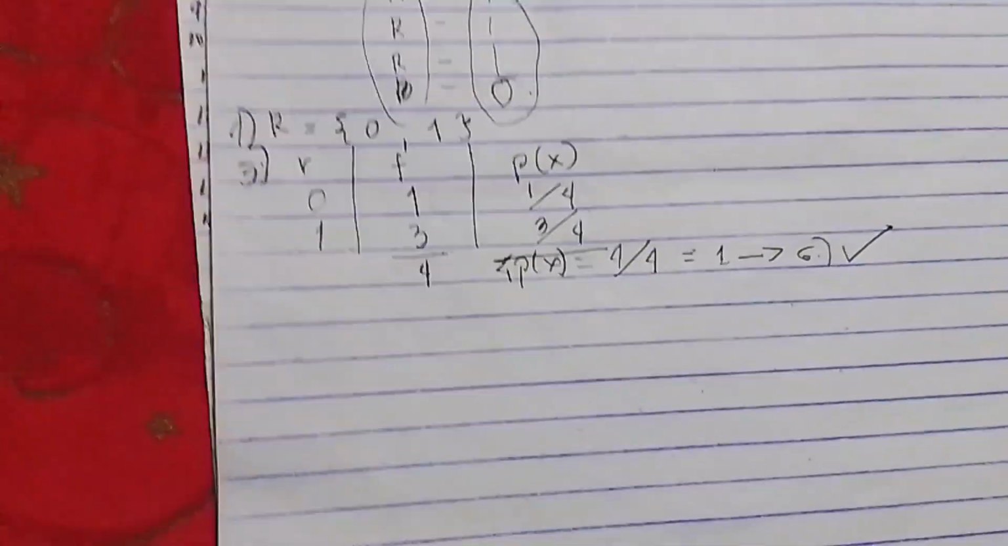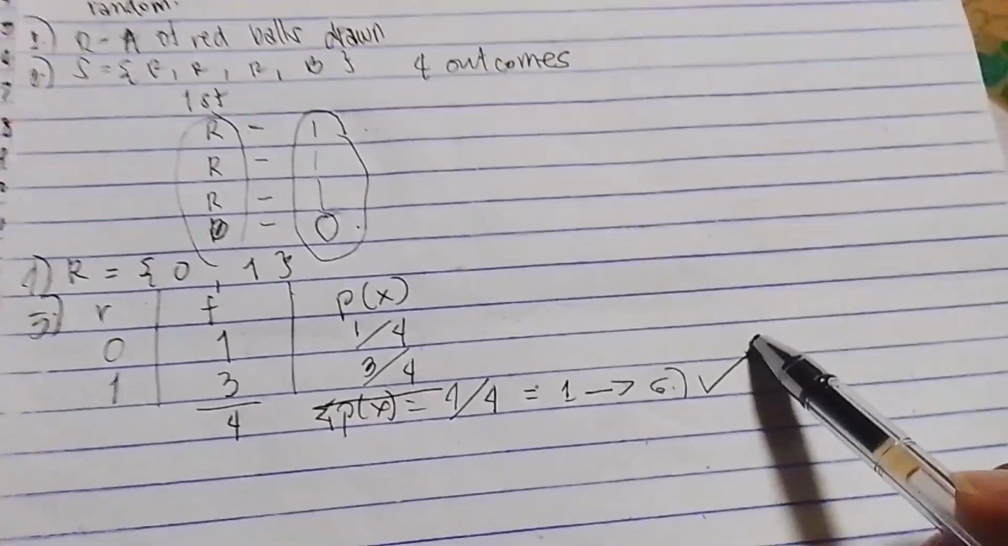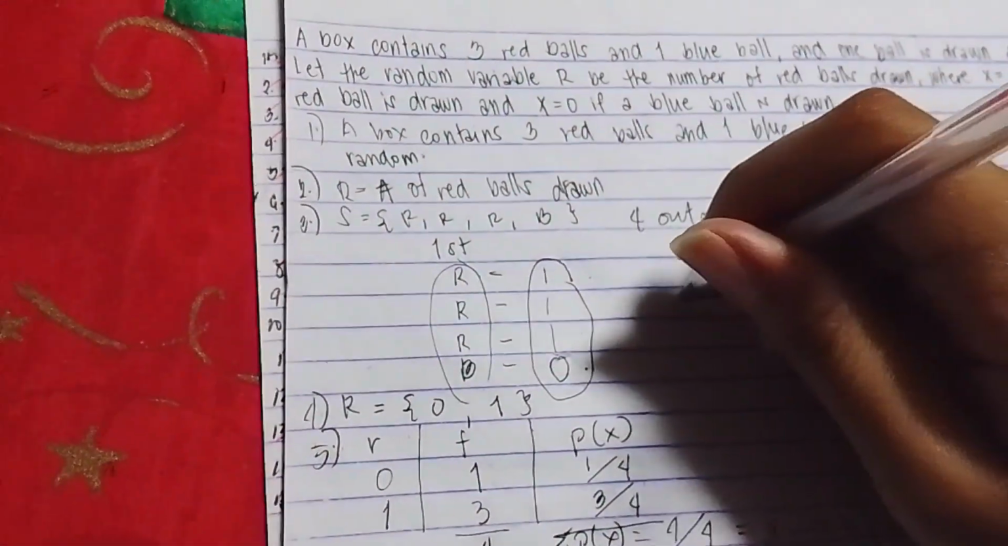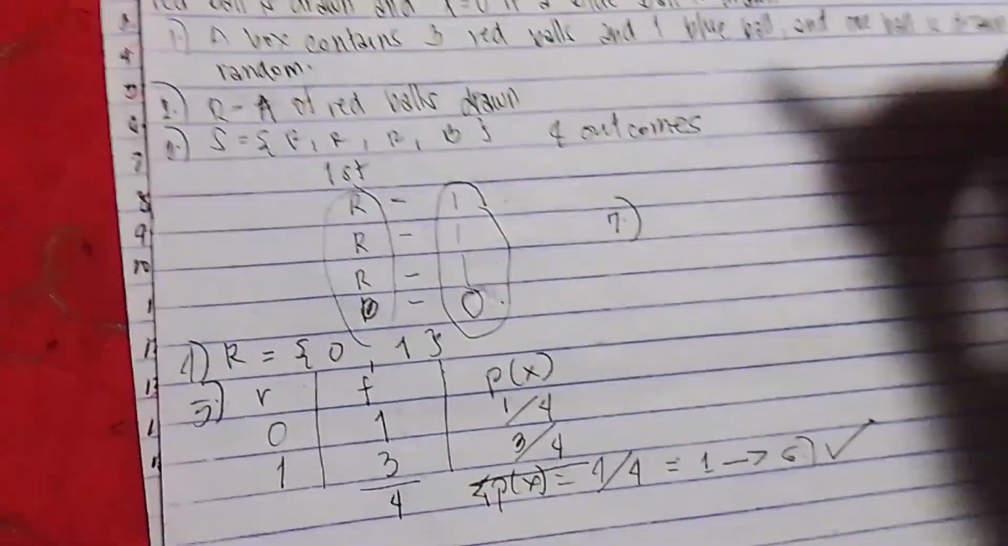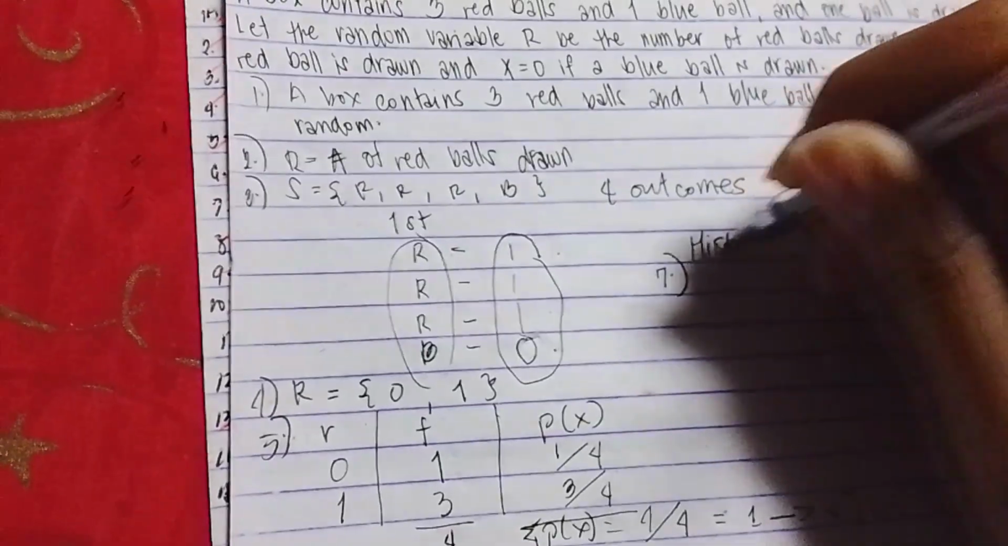Let's go to our step 6. I forgot. Step 6 is already done. So let's go to our step 7, which is to create your histogram.